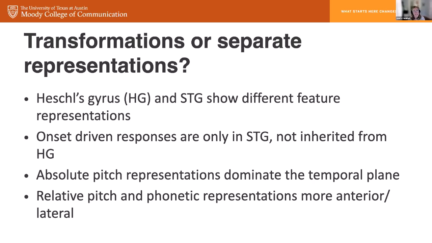And so I think, again, this is one of the ways in which we've been able to take the same stimulus and do a lot of different things with it. We're able to look not only at acoustics, but we can look at phonological representations, and we can look at pitch representations. Now, I want to leave time for questions.